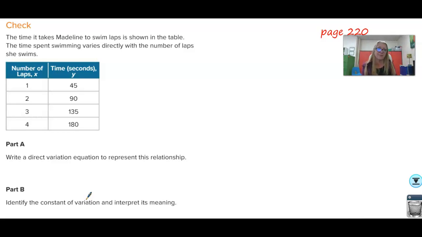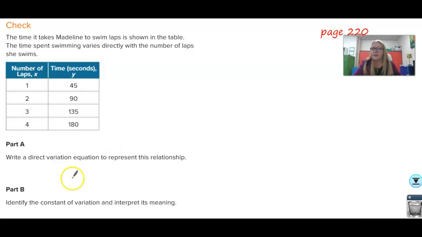This is kind of lame because, you know what? She might be able to swim 1 lap in 45 seconds. She might even be able to swim 2 laps in 90 seconds. But by the time she swam 4 laps, she's starting to slow down. You can't tell me she can swim at the same rate for 4 laps.